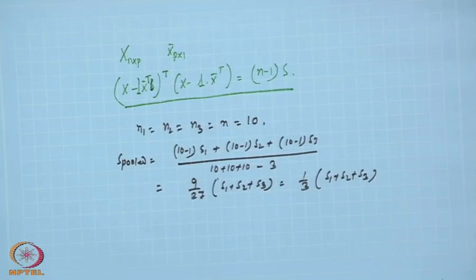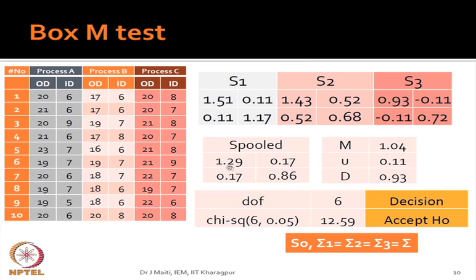Now, suppose I want to know how 1.29 is coming here. The corresponding values in S1 is 1.51, in S2 is 1.43, in S3 is 0.93. So you sum 1.51 plus 1.43 plus 0.93 divided by 3, which gives you this value that you calculated earlier also. And then using the formula for M, that big formula, you have calculated the M value, that is 1.04, U equal to 0.11, then D equal to (1 minus U) into M, that is 0.93.